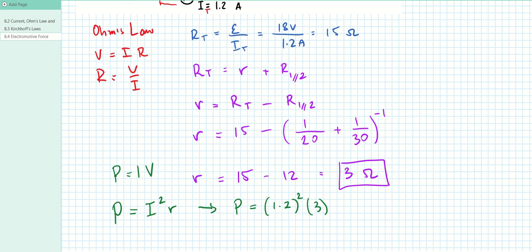1.2 squared is 1.44, times 3 is 4.32 watts. So that's going to be the power dissipated by that internal resistance.